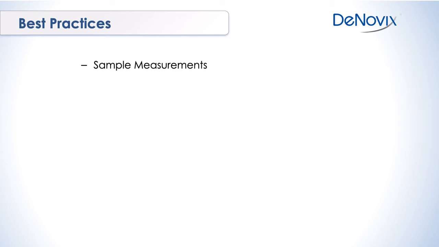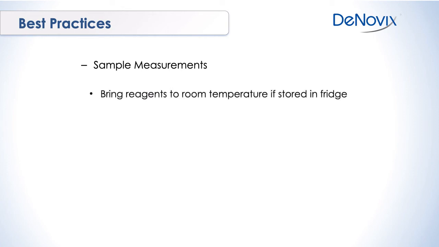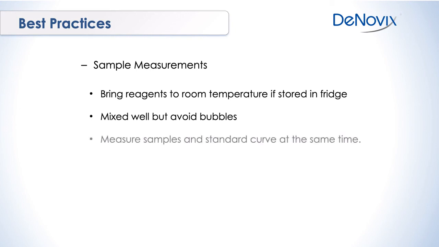And just moving on, when we are measuring our samples, there's a few things to consider. Make sure you bring all the reagents up to room temperature if you've stored them in the fridge. So make sure everything is room temperature before you set them up. Mix them well, vortex all of the reagents and the samples before you measure them, but avoid bubbles. Bubbles can refract the light and cause anomalous results.